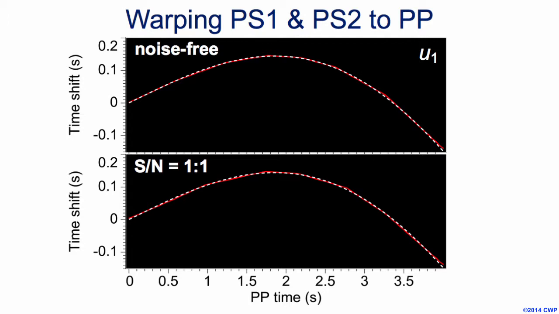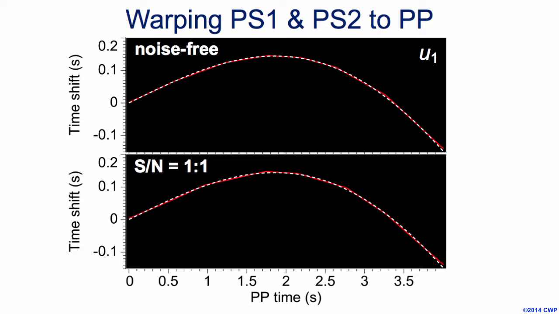At the top, you see the noise-free result. The correct answer, by the way, in every slide from now on is going to be the dashed white line. And so U1 here is displayed in red, and you can see for the noise-free case, it works just fine. And even when the signal-noise ratio is 1:1, one of the benefits of dynamic warping is its robustness in the presence of differences that are not related to time shifts, like differences in the wavelet.